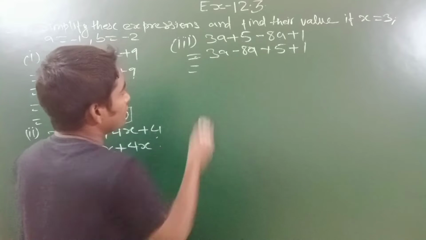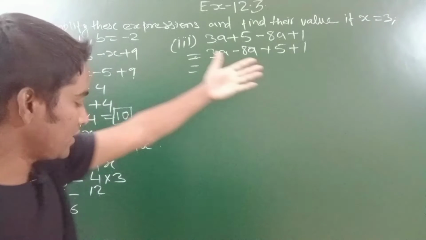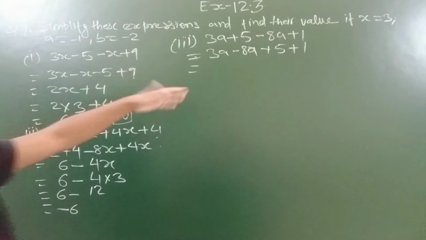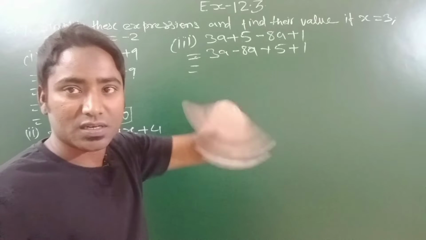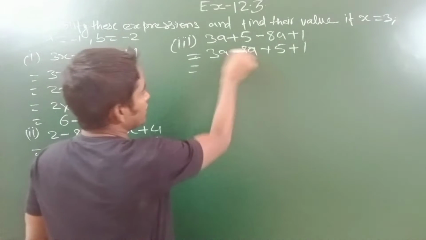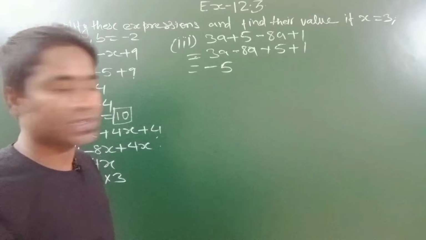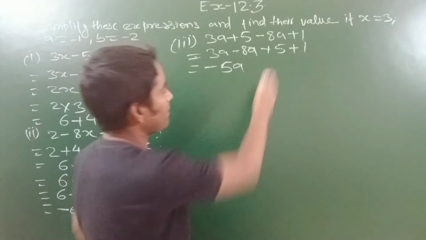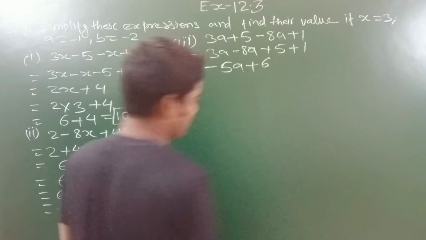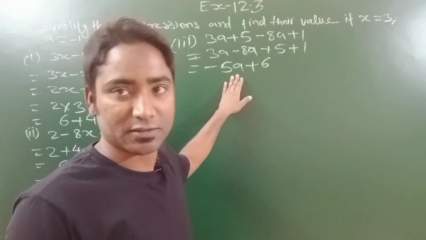Now here if you perform the operation, one is a greater number, one is positive and another is negative, students. So basically you will have to subtract and consider the sign of the greater number. So 8 minus 3 you will have 5, 8 is having minus sign, so here you will have minus 5a, followed by the variable. Now here both are plus, so 5 plus 1 will give you plus 6. So this is the simplified form of the expression.